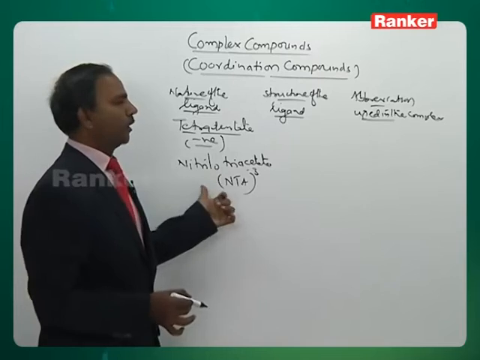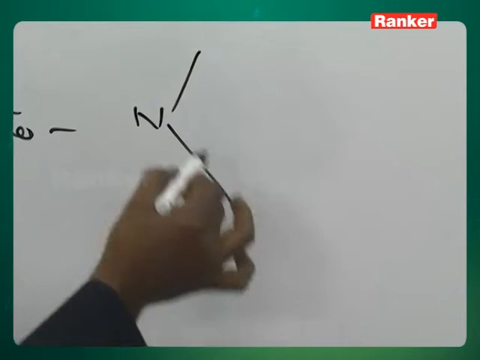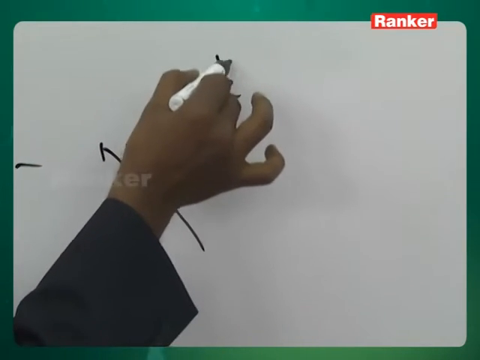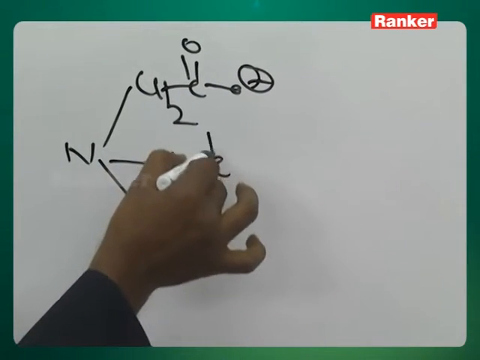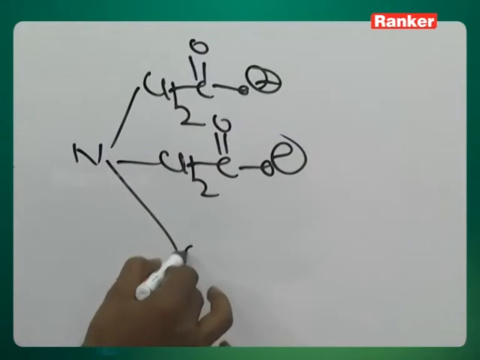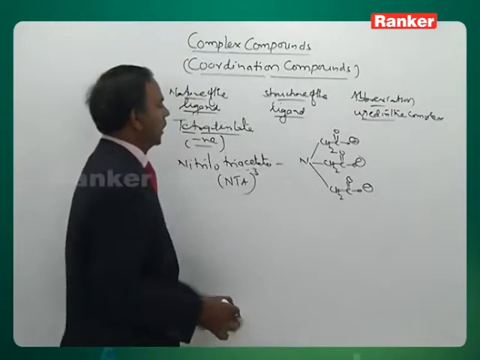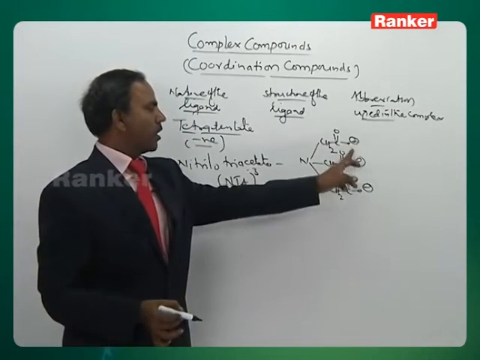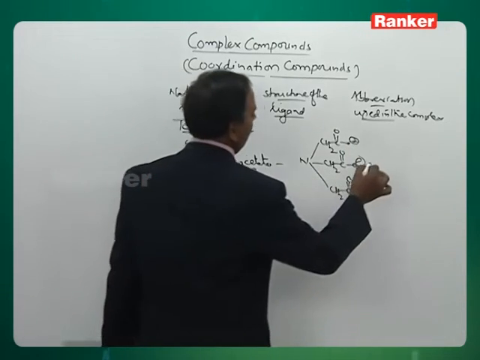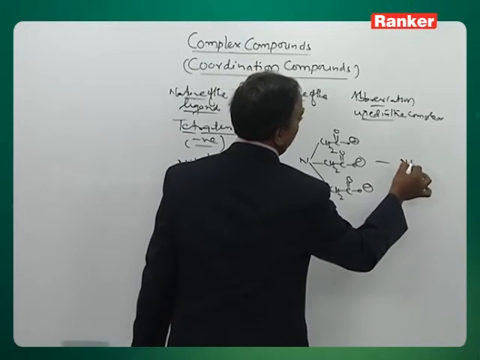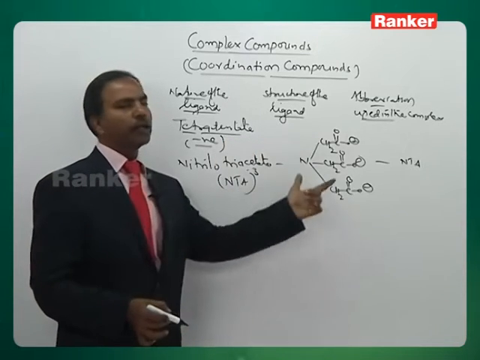Under tetradentate, the structure of nitrilo triacetate is nitrogen linked to 3 acetate groups, each CH2 C double bond O minus. Like this, nitrilo triacetate has first donor, second donor, third donor and fourth donor, 4 donor atoms. It is represented in the complex as NTA. Only one important ligand under tetradentate negative, that is NTA.